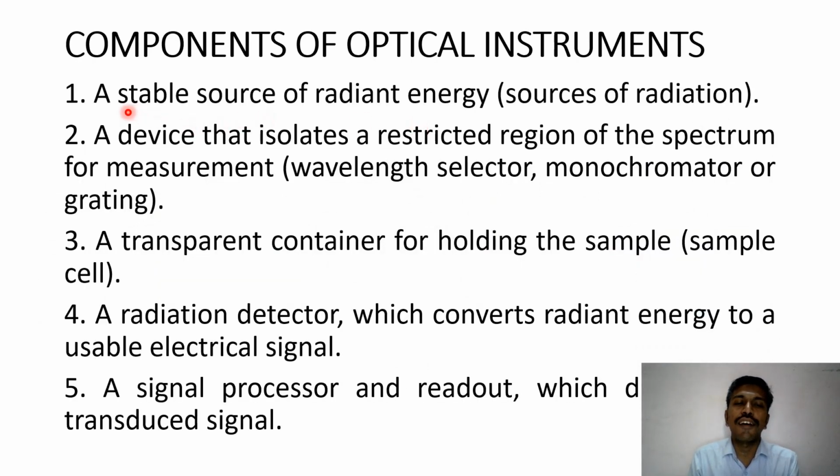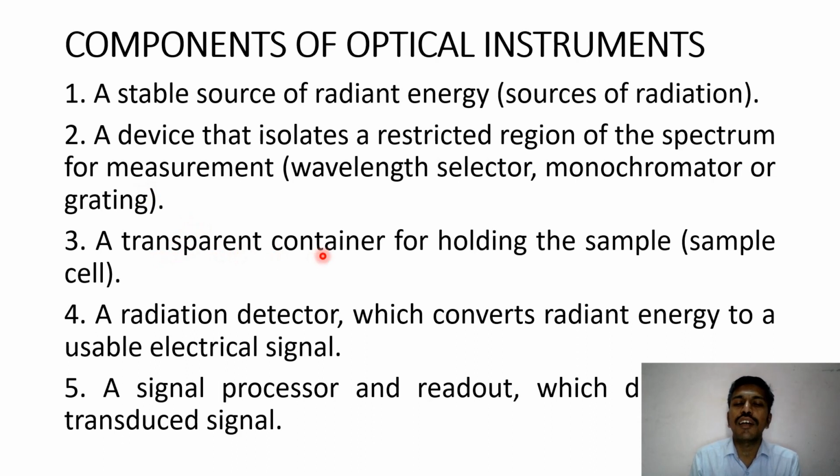As already said, first we have a stable source which produces EMR, electromagnetic radiation, and acts as a source of radiation. Next you have a device called the wavelength selector. We may use a monochromator or grating to select the particular wavelength of the signal.